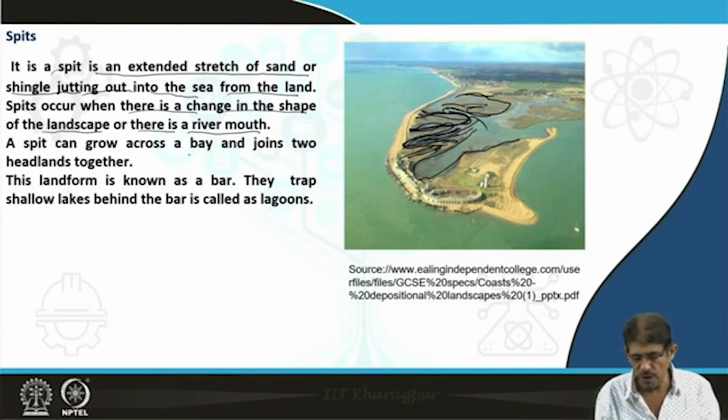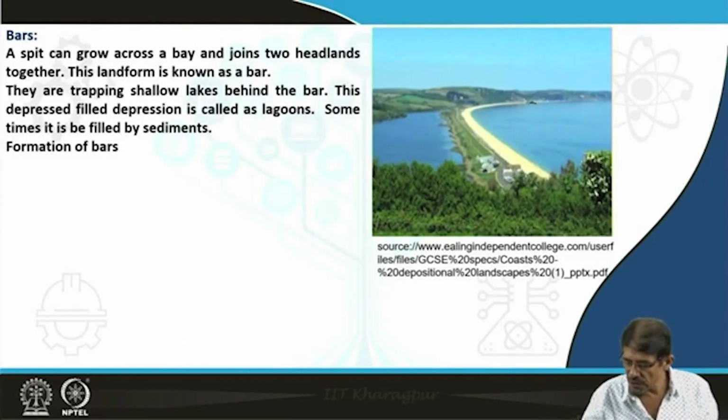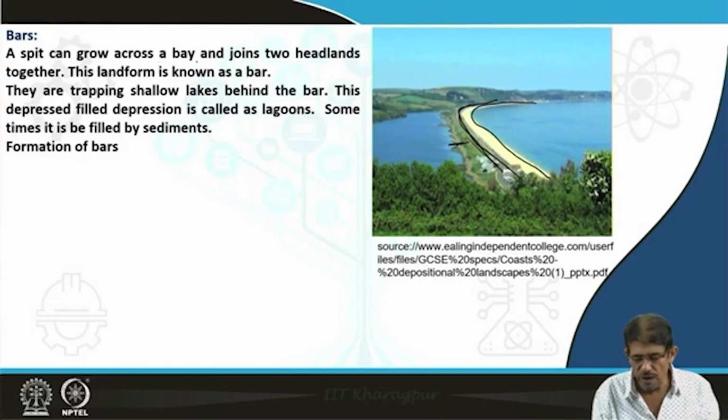The spit can grow across a bay and join two headlands together, and this landform is known as a bar. This is the bar, and this empty space is the spit. You can see the formation of the bar, and due to the bar there is some low-lying area. They trap shallow lakes behind the bar, and this depression is called a lagoon. Sometimes it is filled by sediments.